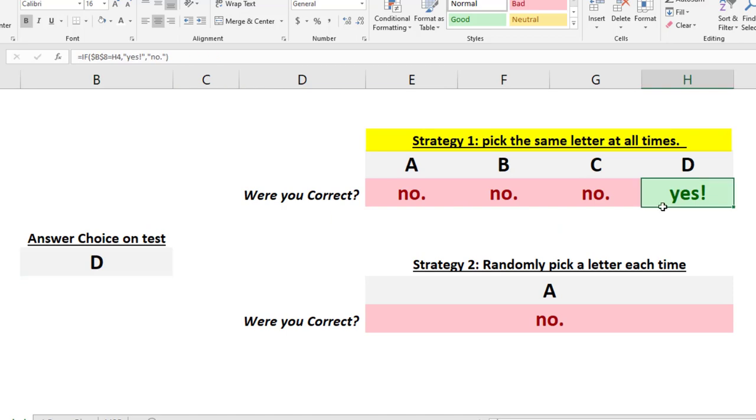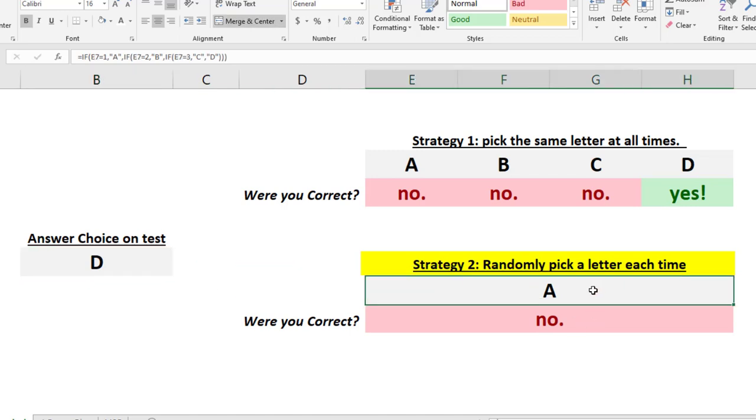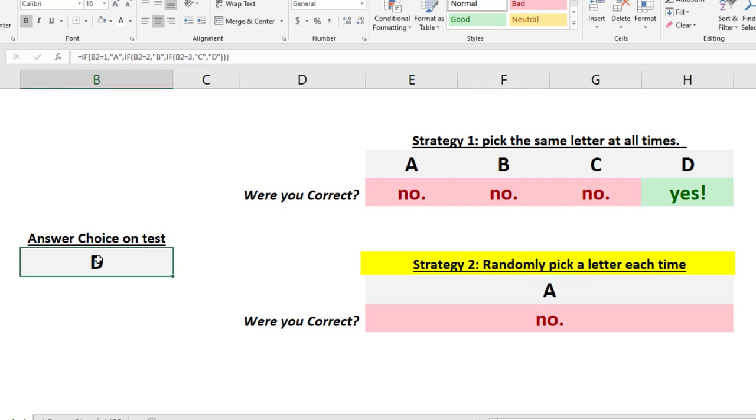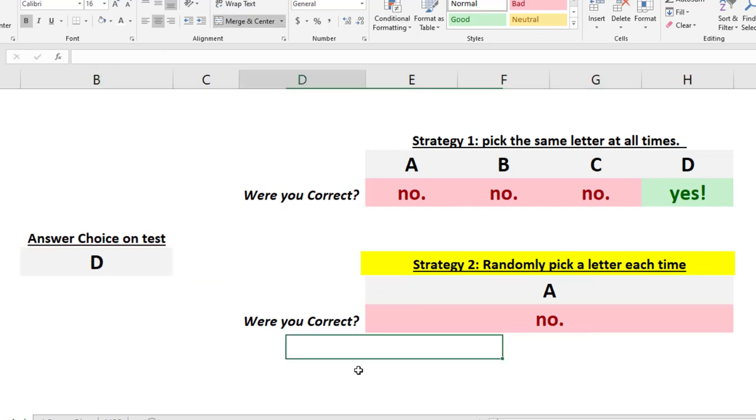So that's good. Down here, this is the one where you actually randomly pick a letter each time, while the test is also randomly picking a letter each time. Right now, the random choice was A, which clearly does not match D, which means no, you didn't get it right. So the no's and yeses are keeping track.